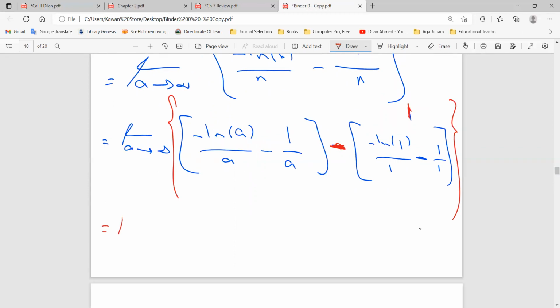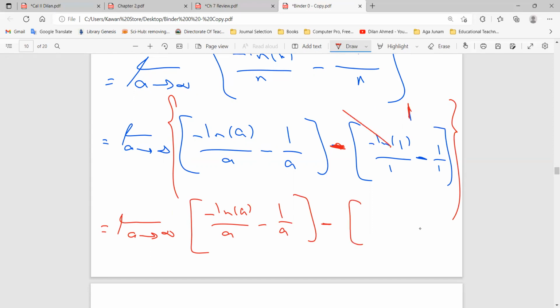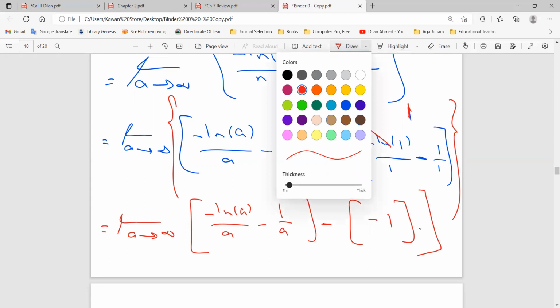Look at here, the limit a approaches infinity. That one remains itself the same. Okay, minus ln of 1. ln of 1 is 0, so 0 over 1 is 0. Now it remains minus 1 in the second part.